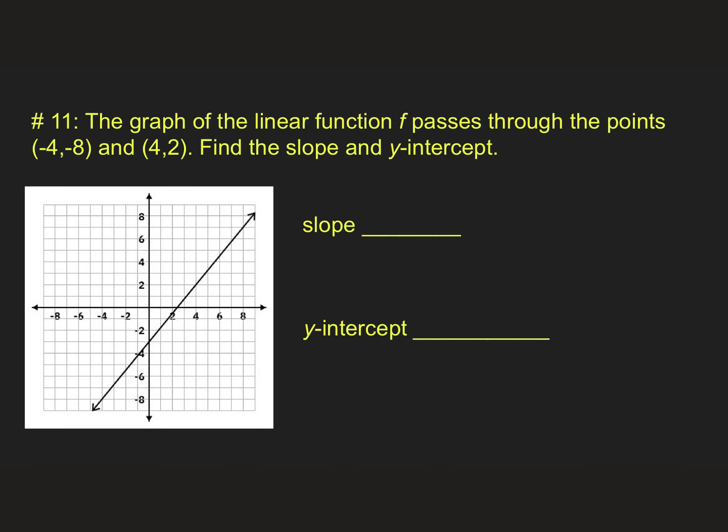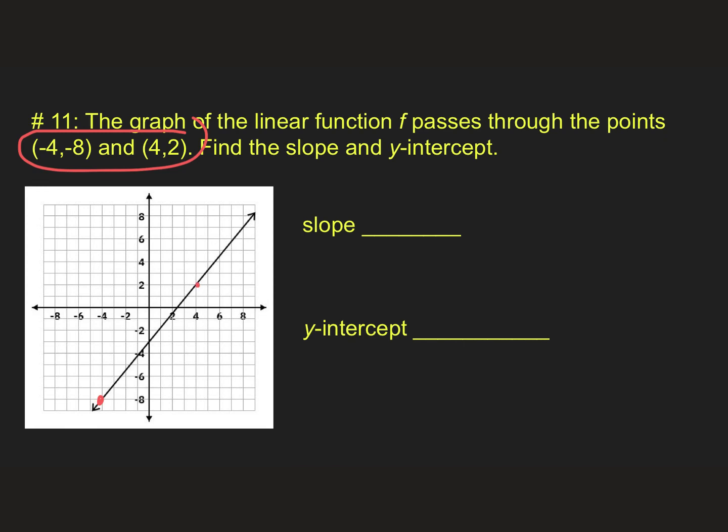And the last question for this reteach, okay? So I'm noticing a lot of students don't. Honestly, the rise and run, even though it should be easier, if you're struggling with it, then don't worry about rise over run for this problem. They gave me the 2 points. So they gave me negative 4, negative 8 right here. And they gave me 4, 2 right here.